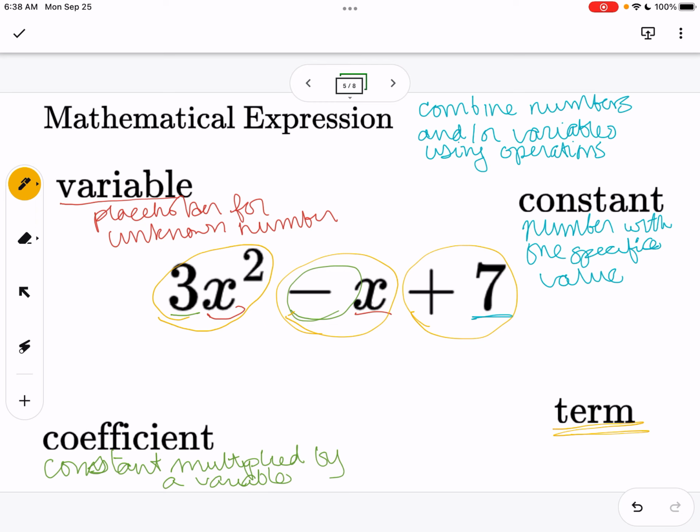So an expression is different from an equation because an expression does not have an equal sign. An equation has an equal sign.